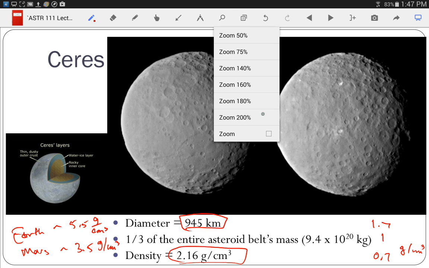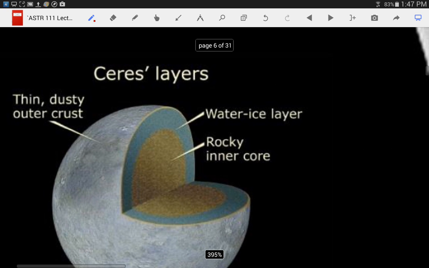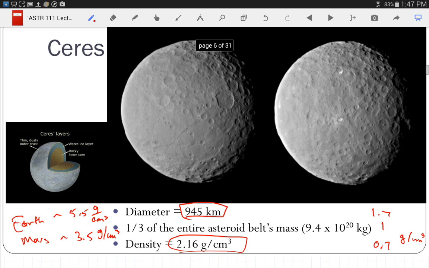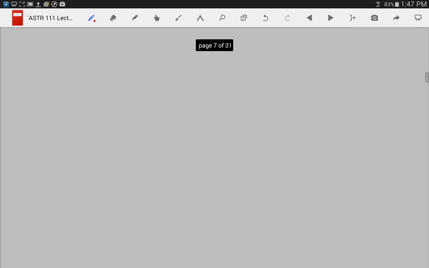So now I'll zoom in so you can see a little bit better here. A rocky inner core, but then a water ice layer with a thin crust. Now, we are still learning quite a bit about Ceres because it's being explored right now. So we might learn more and have a different idea of what's going on in coming months and years, because that Dawn spacecraft is going to stay there at Ceres until it dies.